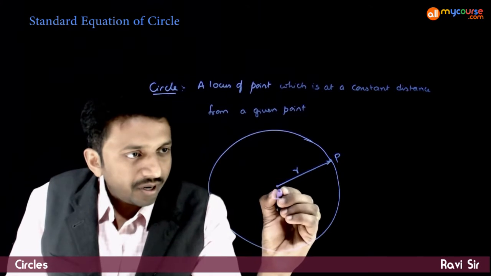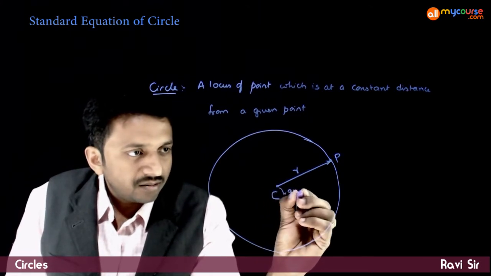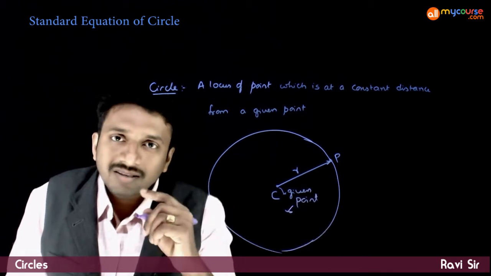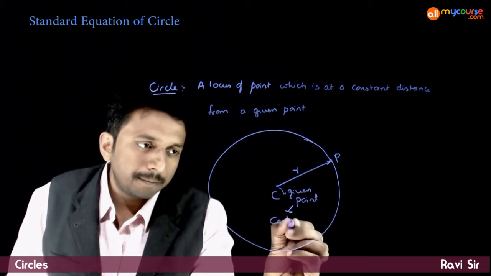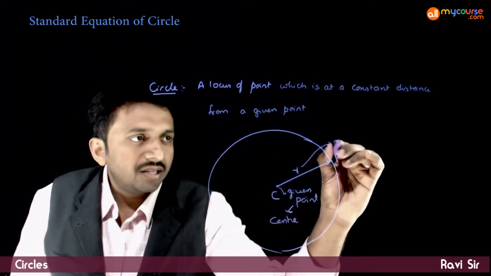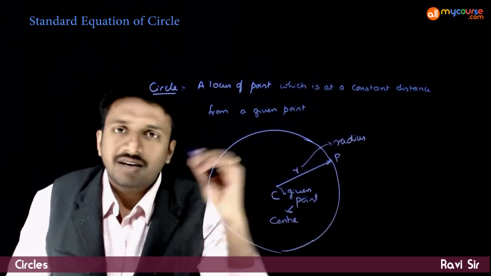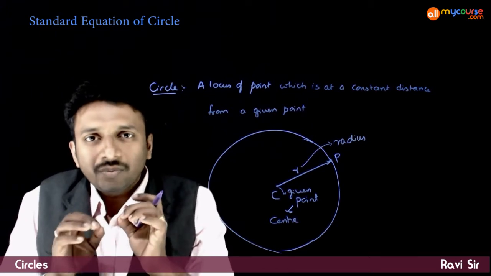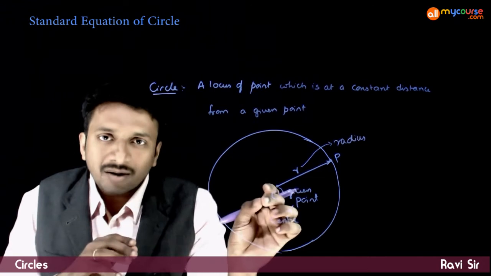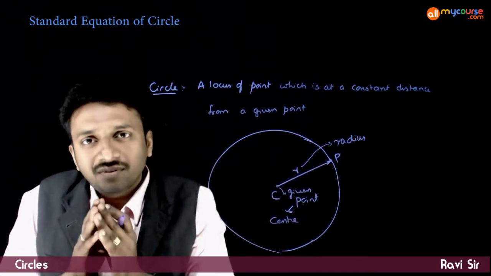and this given point is called the center of the circle, and this given distance is called the radius of the circle. So these are the two important terms that you need to keep in mind in circles: the center of the circle and the radius of the circle.